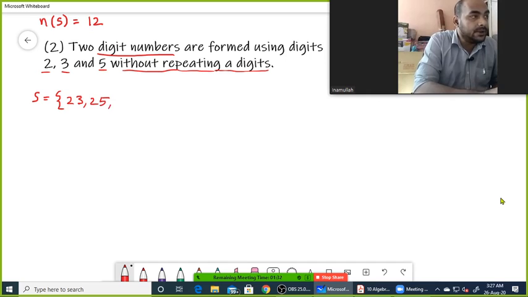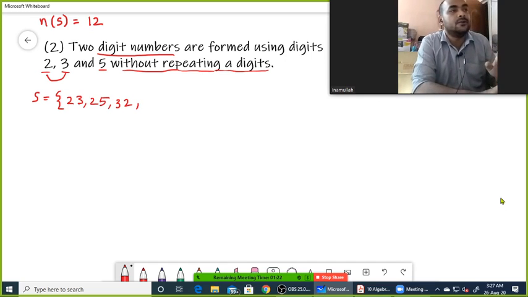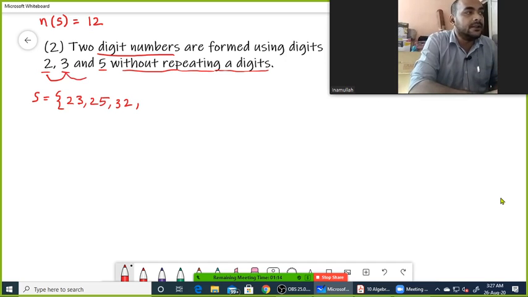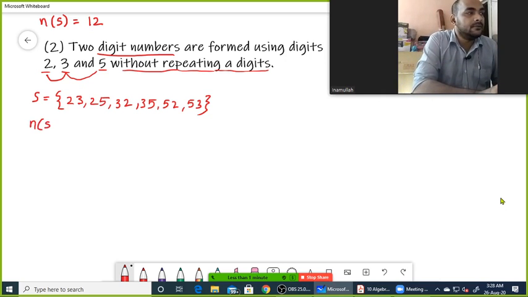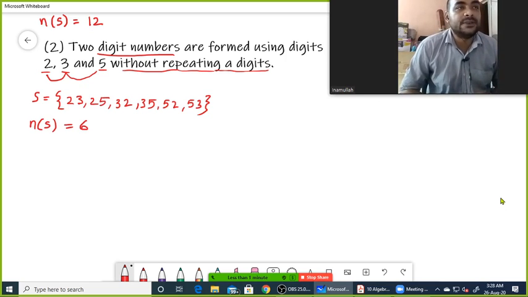So here we will make 25, and then we can make 32 also. Then 33 we cannot make for this particular question, because 3 will repeat twice. Then we can take 35. After 35, yes, 52 and 53. That's all. So this is our sample space: 23, 25, 32, 35, 52, 53. These are the possibilities which we can have as two-digit numbers by using 2, 3, 5 as digits. So the total number of possibilities is 6, and the number of sample points is also 6.